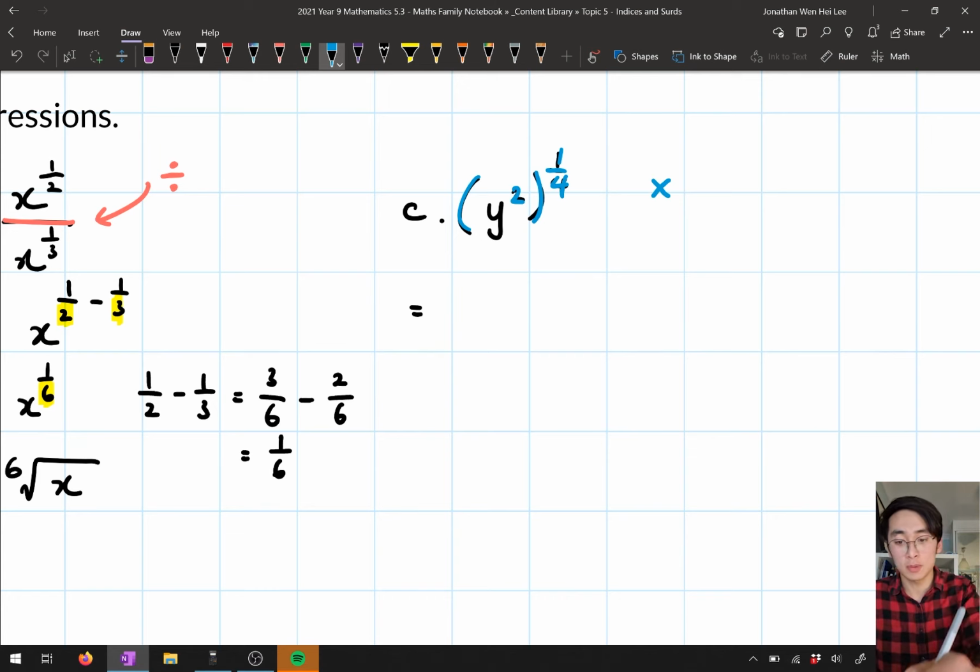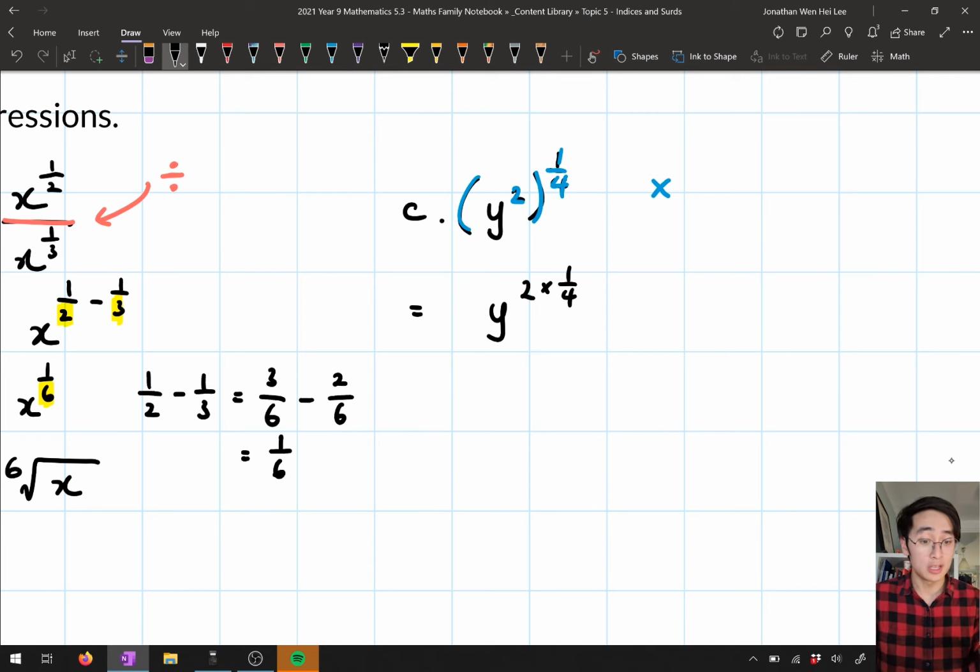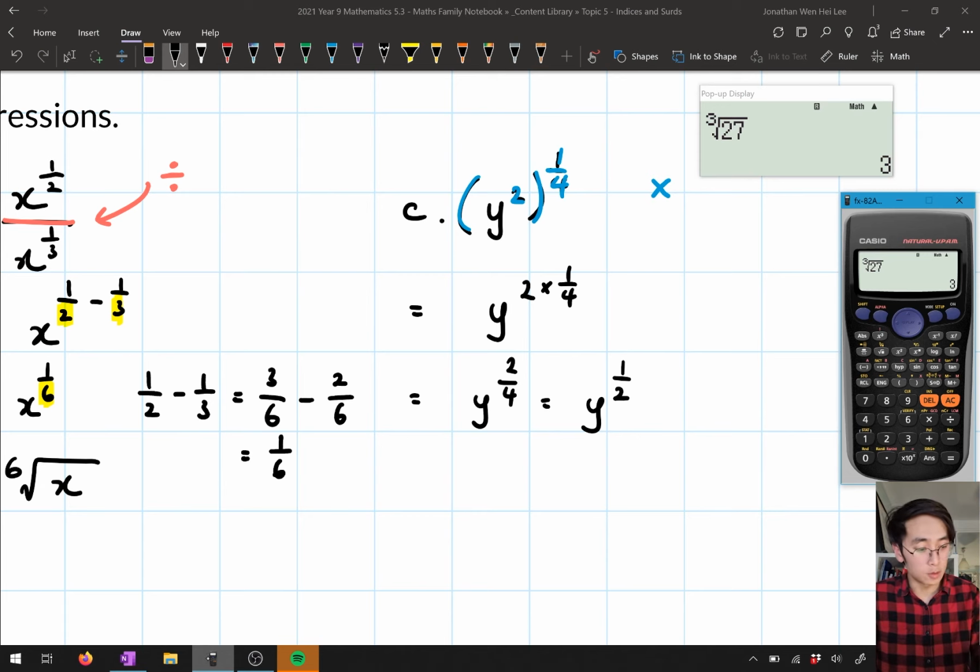And so here this just becomes y to the power 2 times a quarter. So here, when we multiply, I multiply that 2 into my fraction here. So this becomes y to the power 2 over 4. And when I simplify that, that becomes y to the power 1 over 2. So here, if you're not sure, we can always go to our calculator. 2 times a quarter becomes a half.